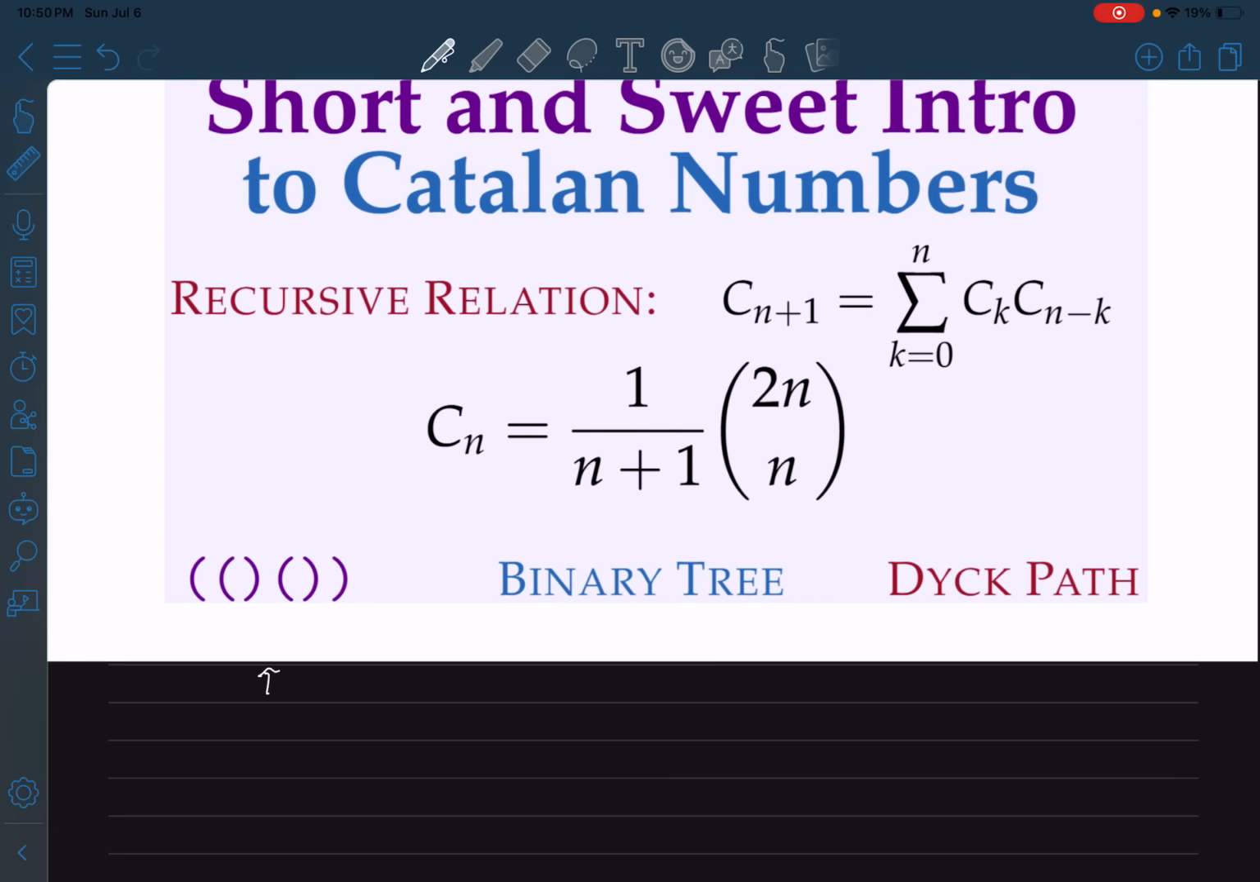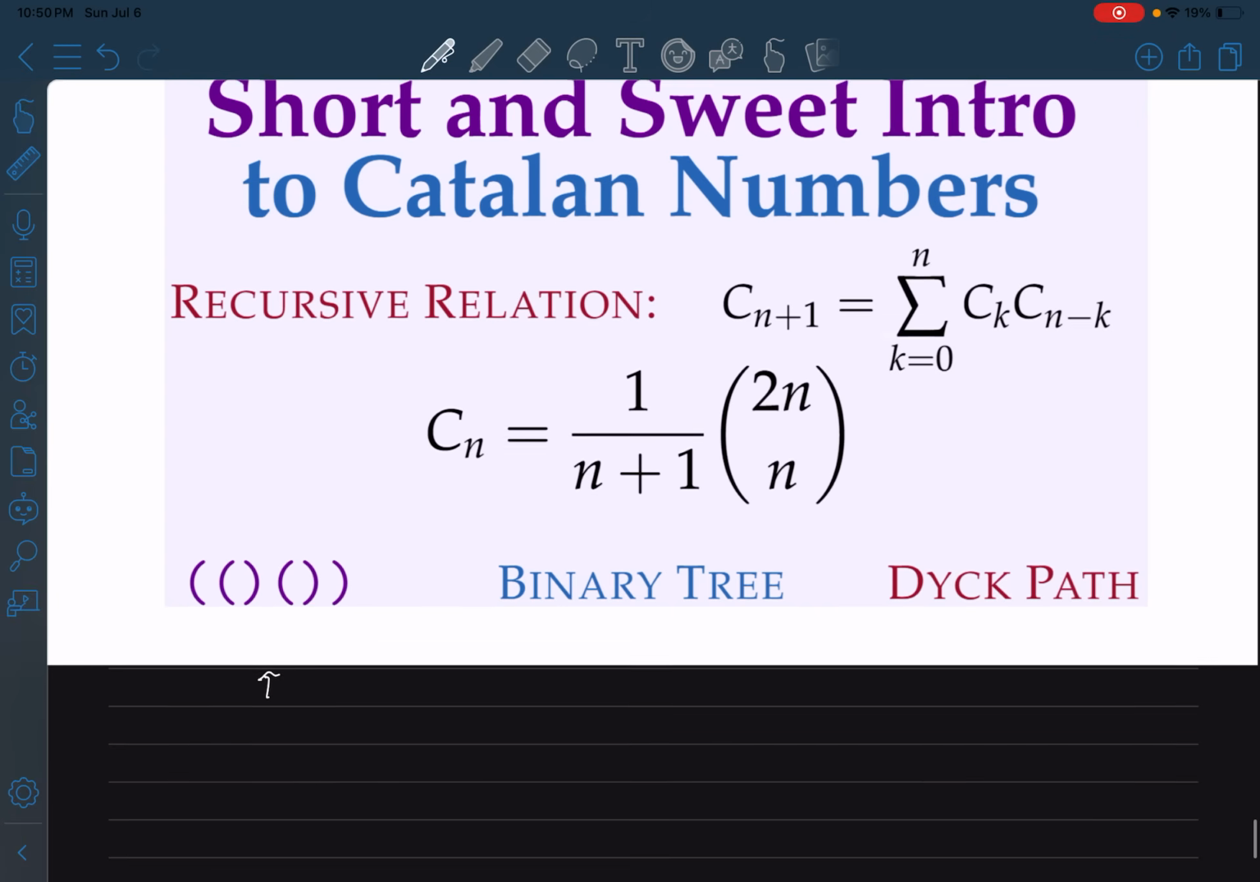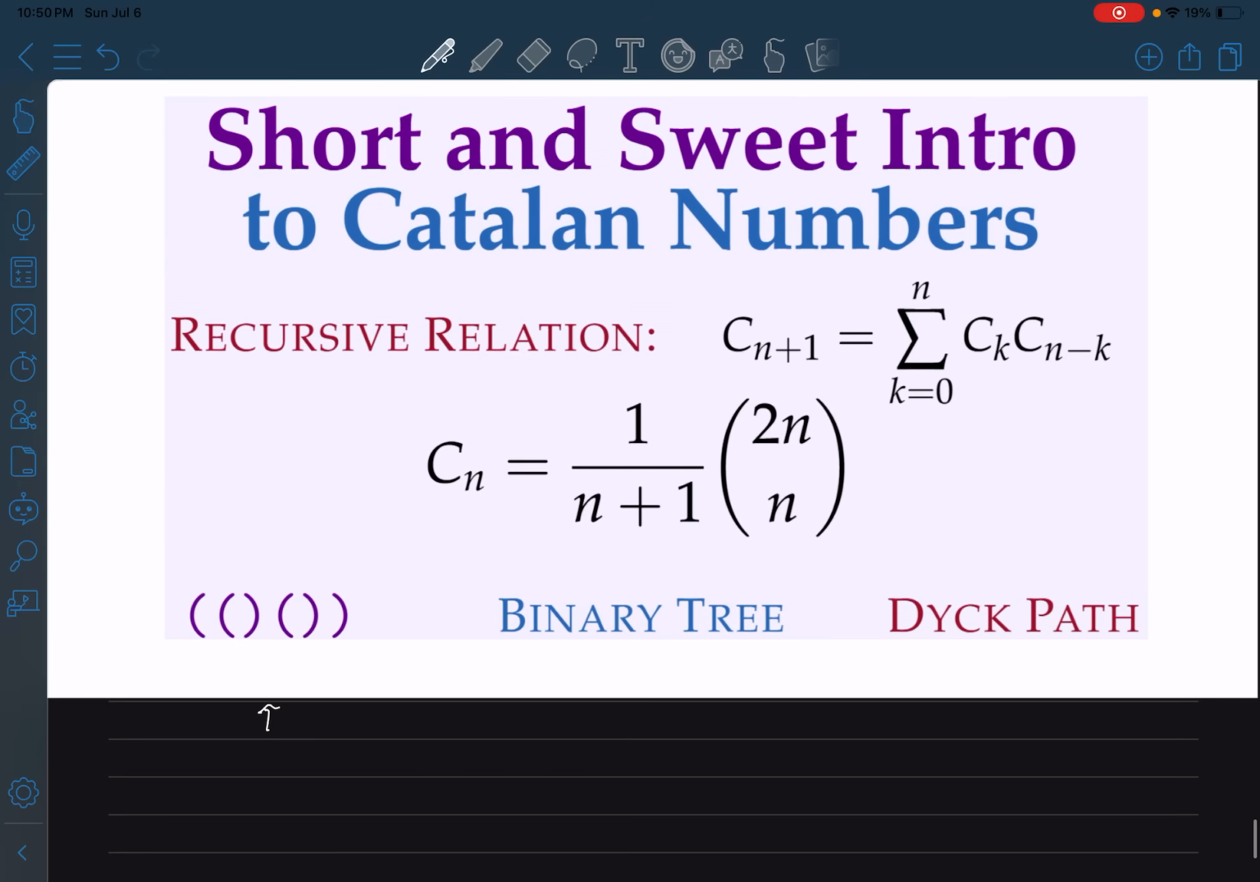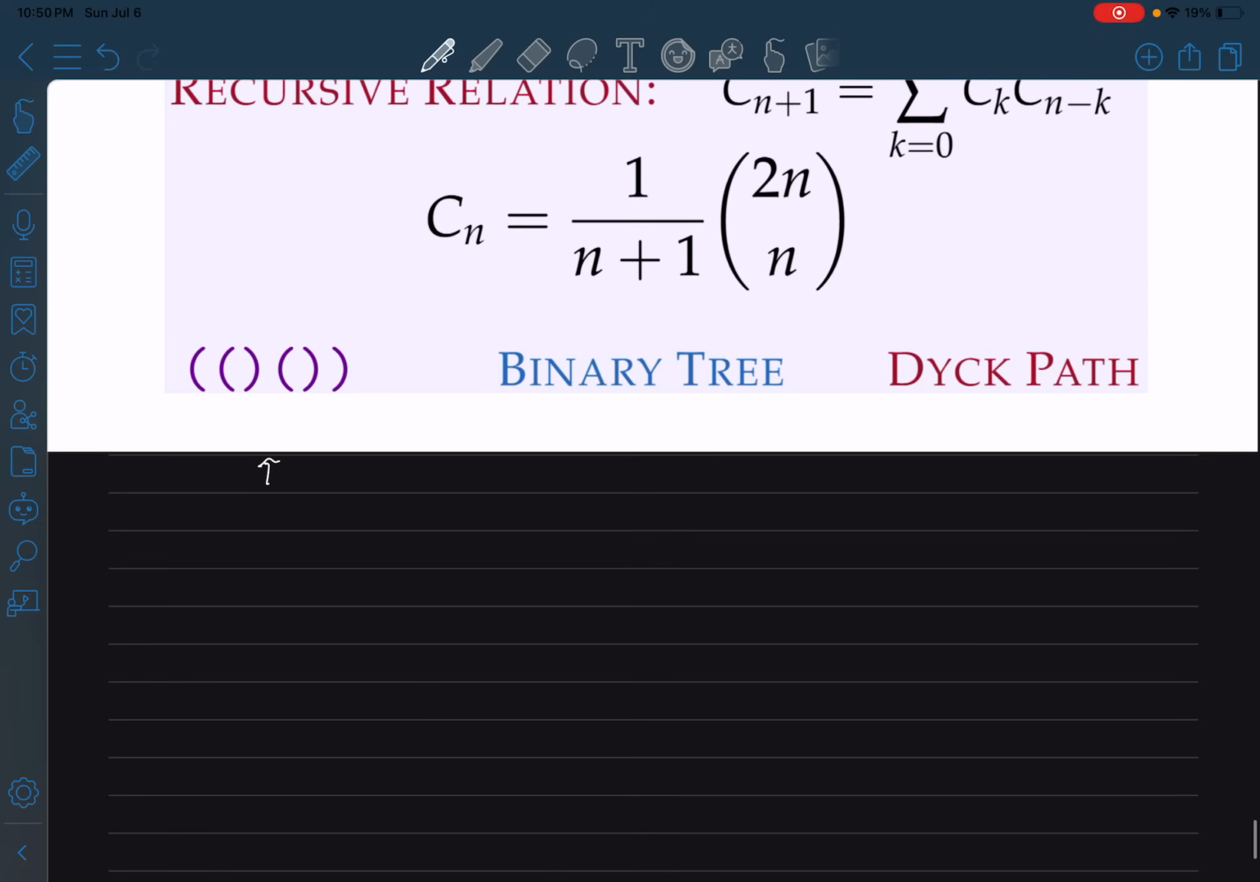Okay, so let me first give you a definition of Catalan numbers that I personally like, because there can be any definition, right? I mean, there are a lot of definitions, but the one that I like and that will be helpful for us, let me give you that.